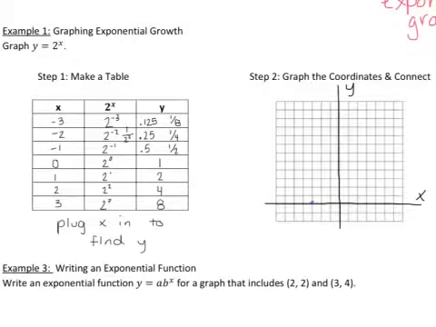Did you say 8th? -3 and an eighth, 1 over 8, 0.125. Okay, -2 and a fourth, so just barely up. -1 is at a half. 0, 1, that's an easy point. 1, 2, 2, 4, 3, 8.